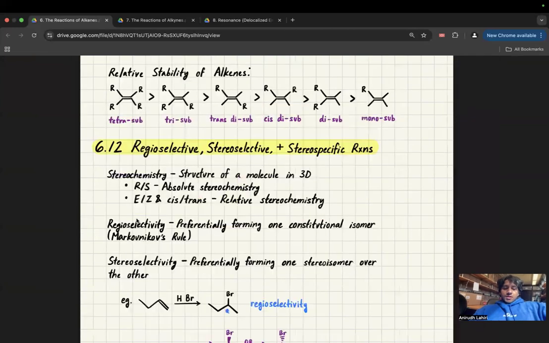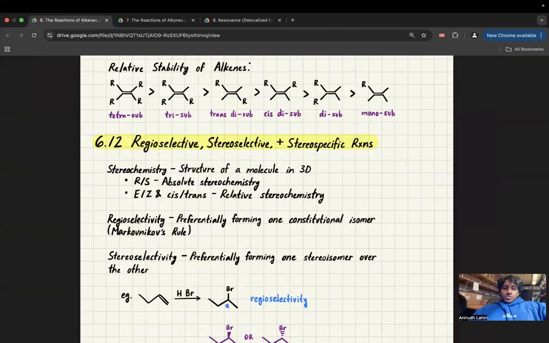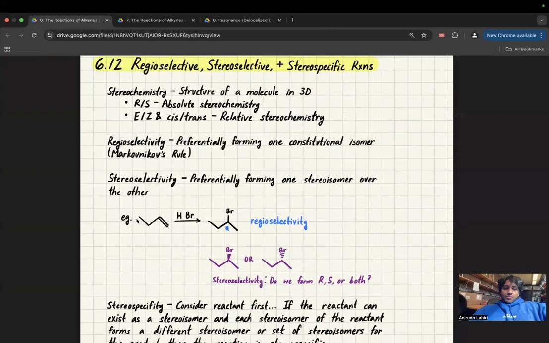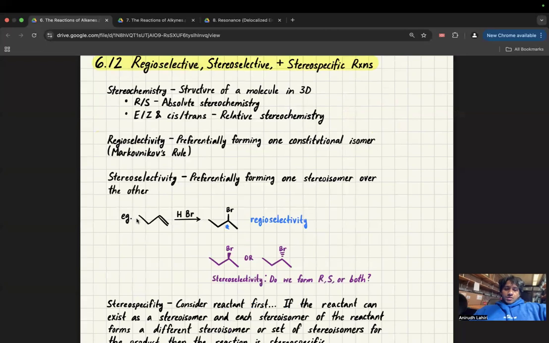Okay. Regioselectivity: we preferentially form one constitutional isomer. We form the one that is more substituted. Stereoselectivity is preferentially forming one stereoisomer over another. So for regioselectivity, you saw that you prefer a triple bond to a double bond, all of that. For stereoselectivity, we prefer a specific 3D orientation to another, right? This is down the plane, and then this is up in the plane.